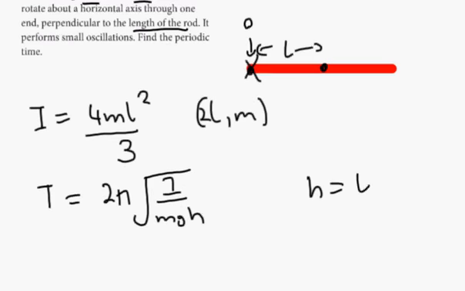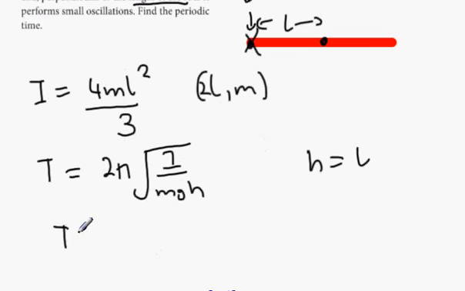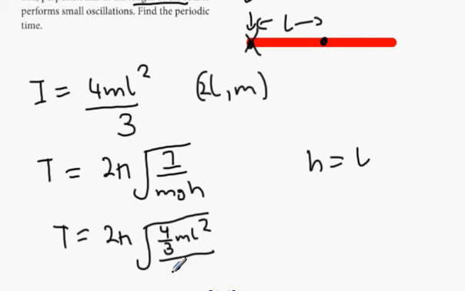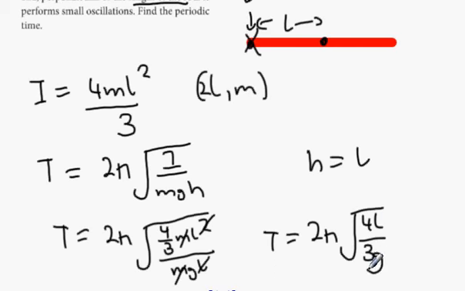So therefore your periodic time is going to be 2 pi. We're going to replace the inertia with 4 over 3 ml squared divided by mgl. The l's cancel, the m's cancel, and therefore our periodic time is going to be 2 pi, the square root of 4l over 3g.